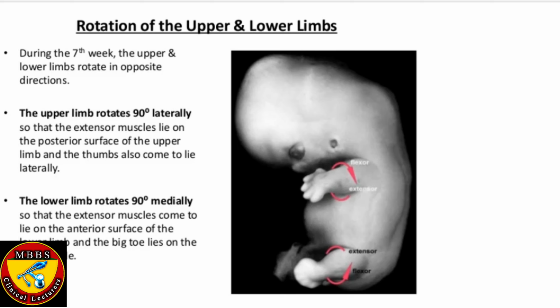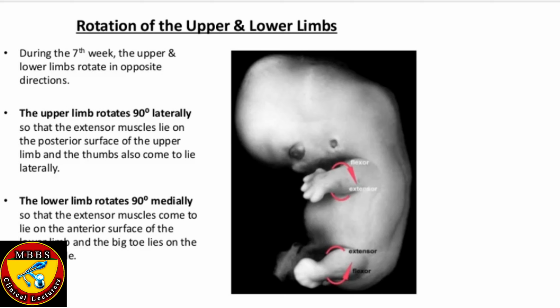Now we have seen how the limbs have been developing. There was development of the mesenchyme under the induction of the apical ectodermal ridge, and then slowly and gradually the mesenchyme has changed into cartilage, and the cartilage gets ossified, and then we have the rotation of these limbs. This rotation takes place at about the 7th week.